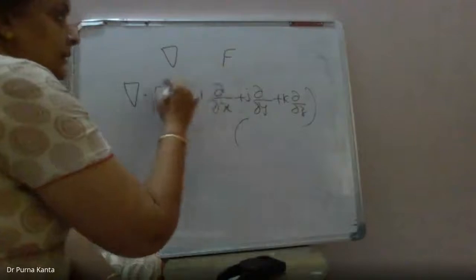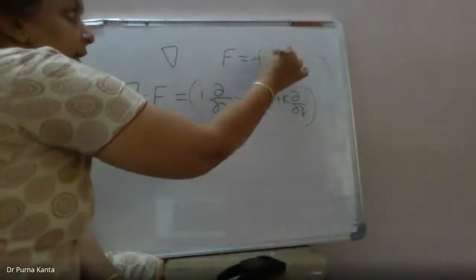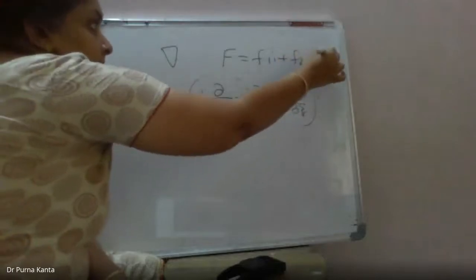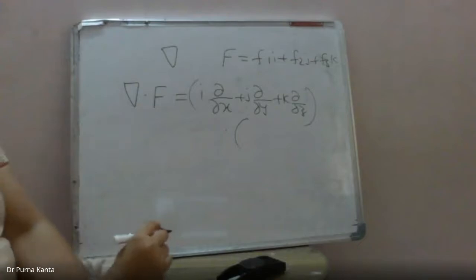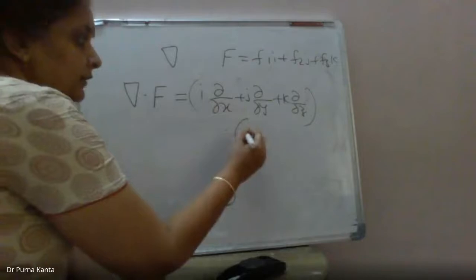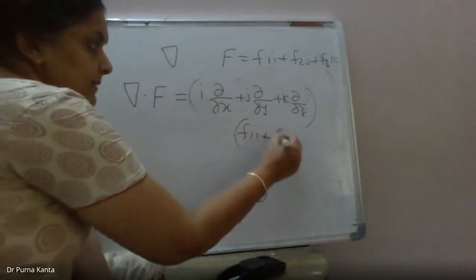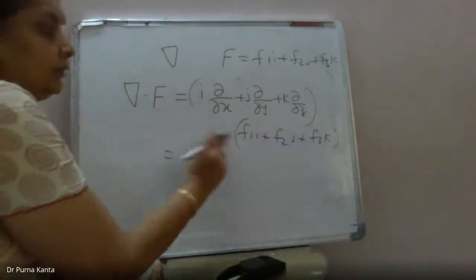Dot product with this f, we are taking it as some vector in the form of f1i plus f2j plus f3k. The components of f are f1, f2, f3 with ijk as unit vectors. Dot product with f1i plus f2j plus f3k. So if you take the dot product, what will be the value?